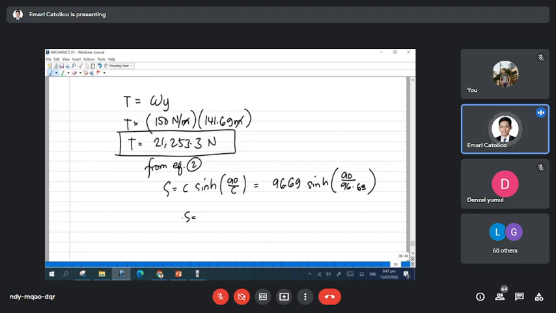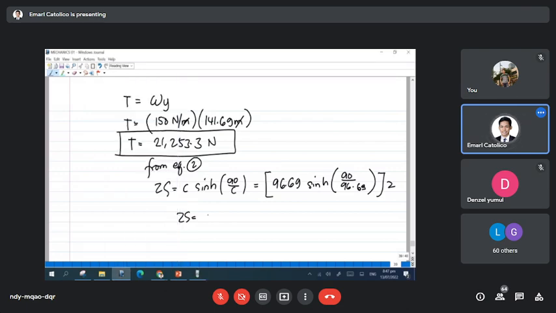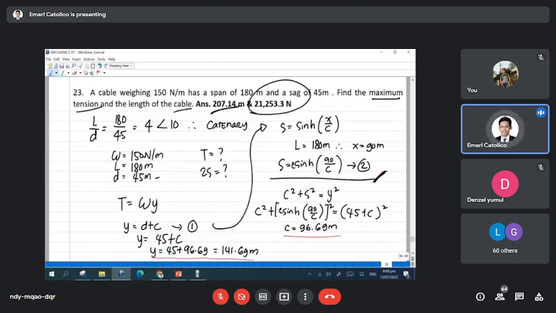2S, multiply na natin by 96.69, sine hyperbolic of 90 over 96.69, then times 2. Okay, 207.40. So ito yung length ng ating cable, which is tama naman.